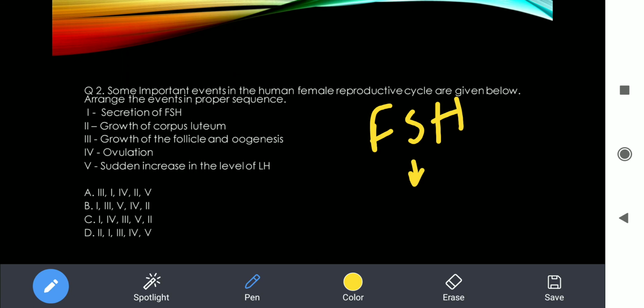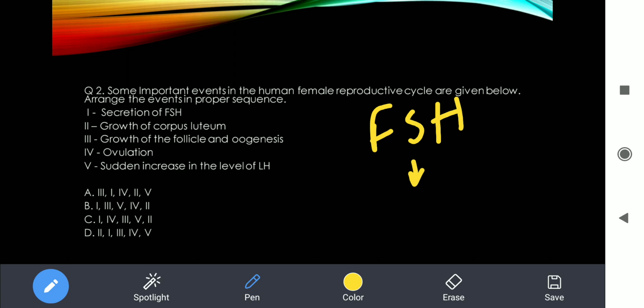So from this overall sequence, what we can get is that number one should be first, right? Secretion of FSH. Then number three, growth of the follicle and oogenesis. Then number five, sudden increase in the level of LH. Then number four, that is ovulation. And after the ovulation, number two, which is growth of corpus luteum. So this will be the correct sequence of this question.